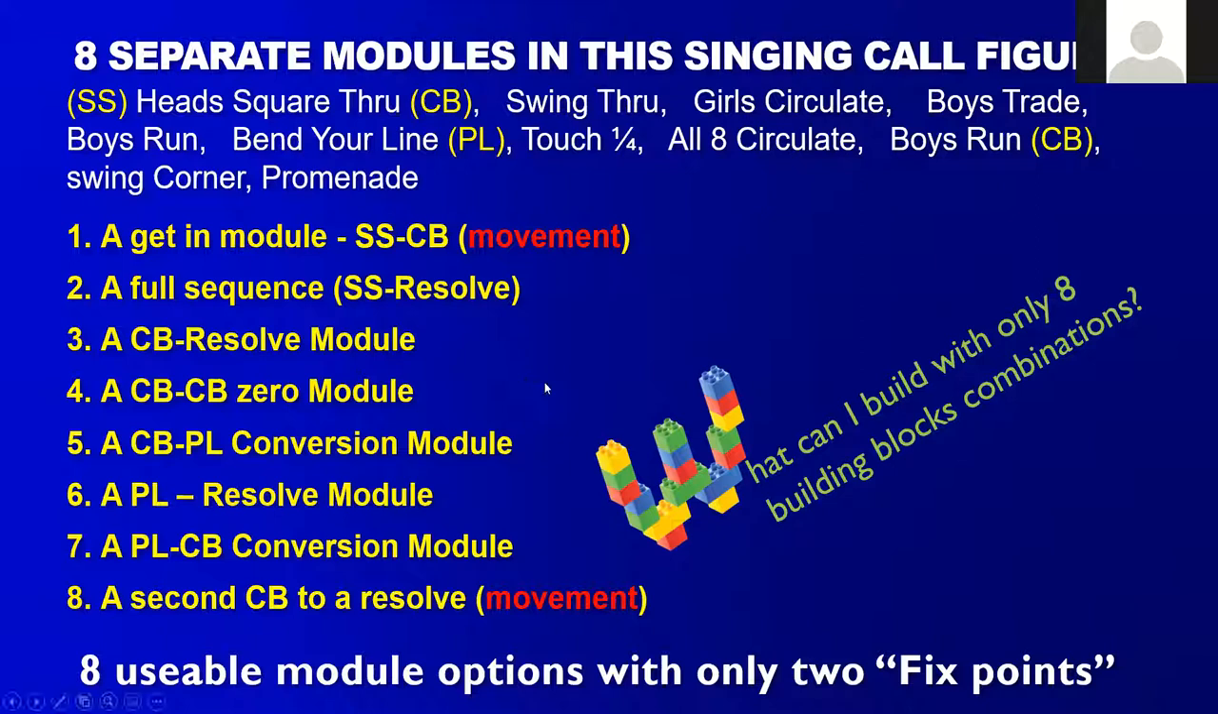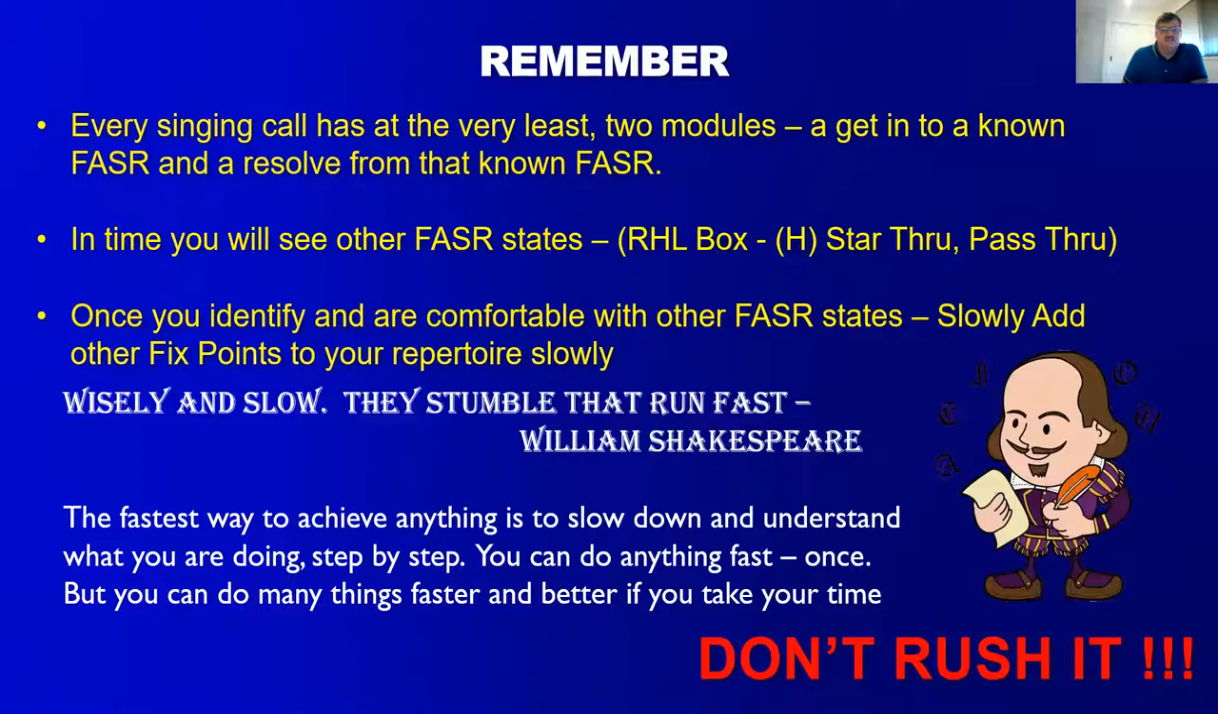You've got to remember that every singing call you know is at the very least two modules: a get-in to a known position, and a known position to a resolve. In some cases, I've got to clarify that, some are only a static square to a resolution, but generally most are two modules.